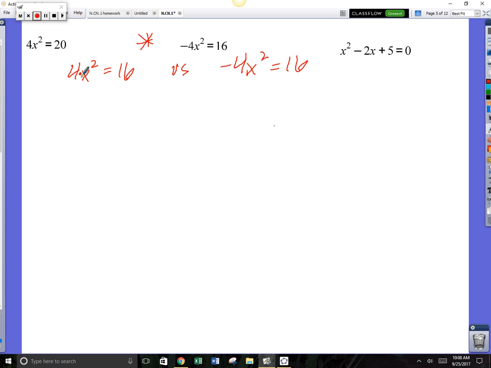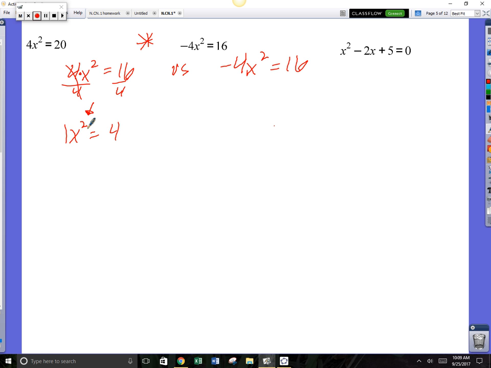Undo the multiplication. So we're going to divide this by 4. We're going to divide this by 4. 4 divided by 4 is just 1x squared, and 16 divided by 4 is 4. Now we've got an exponent of 2. That means there's going to be 2 solutions. X is going to have 2 values. If your exponent was 3, you would have 3 solutions. If it was 4, you'd have 4 solutions. If it was 1, you just have 1 solution. So my exponent is 2. I'm going to have 2 solutions.